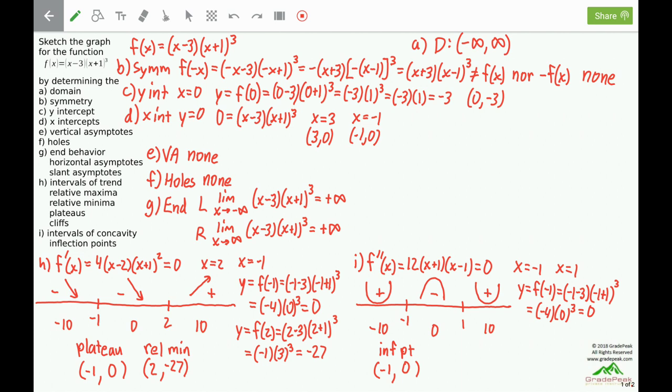No surprise that this was the coordinates of the inflection point, because back here for the first derivative information we found a plateau there, and plateaus are always inflection points, so it should turn out that way, and it did.